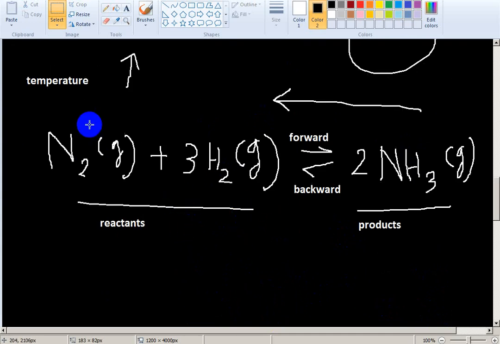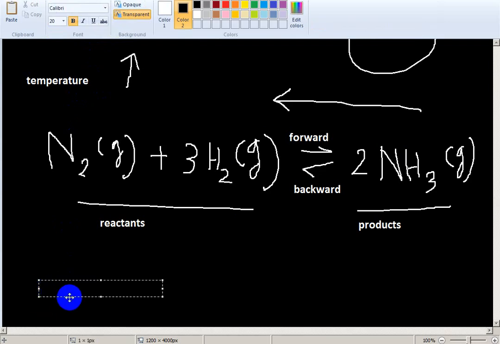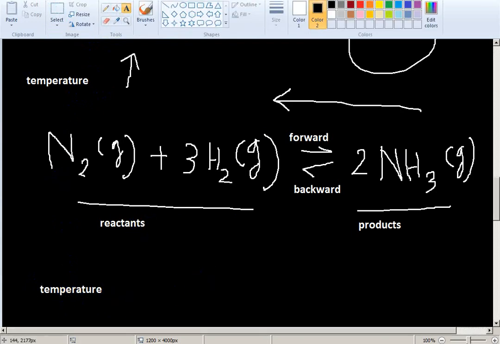If you decrease temperature, this sign means you decrease temperature, the reaction will move from left to right, from reactant to product. So more ammonia will be produced. Lower temperature, if you decrease temperature, more ammonia will be produced.